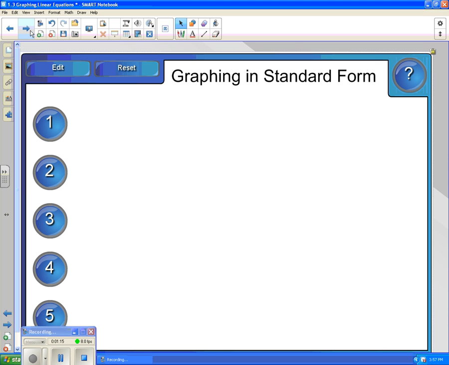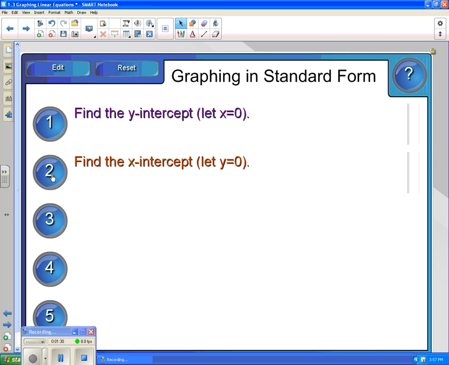Graphing in standard form is pretty simple. The first thing we want to do is find our y-intercept. Remember, to find the y-intercept, we let x be 0. Once we find the y-intercept, we will plot that on the y-axis. Then we're going to find the x-intercept. To find the x-intercept, we let y be 0, and we plot that point on the x-axis.